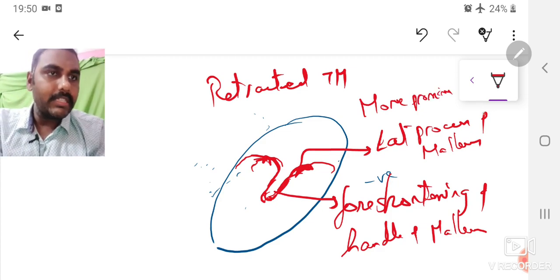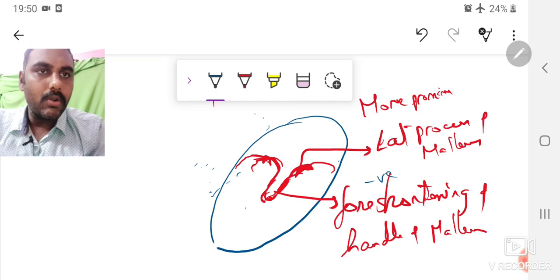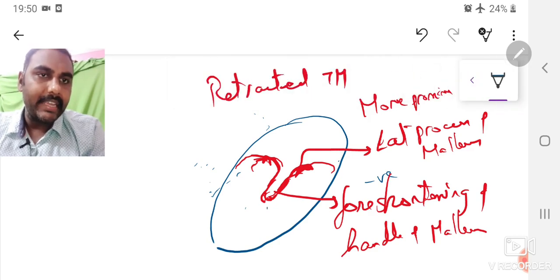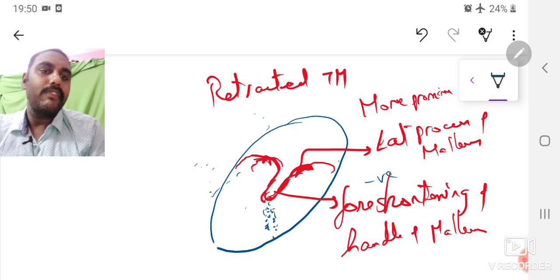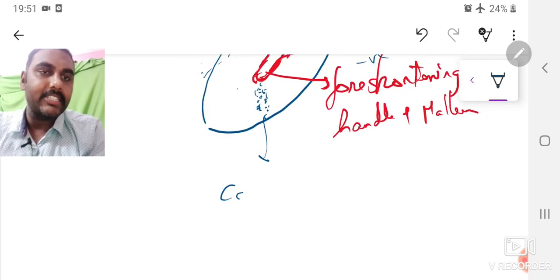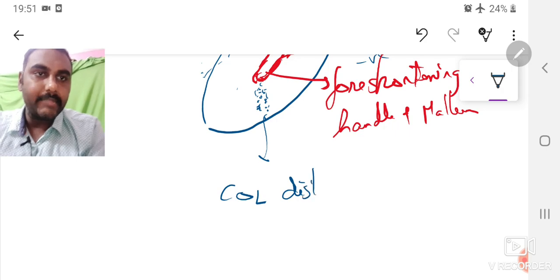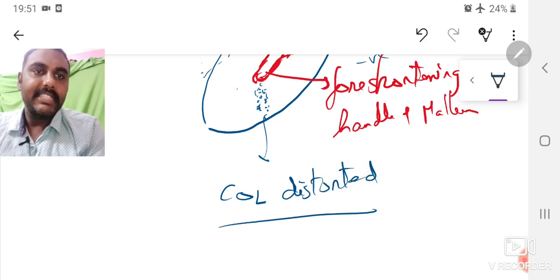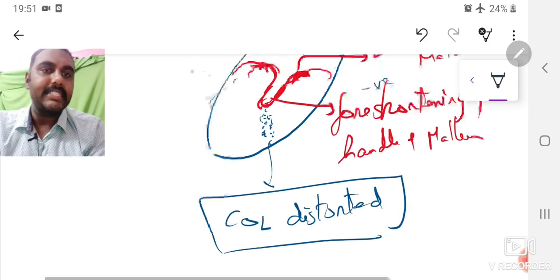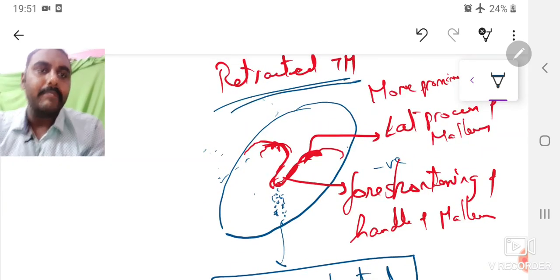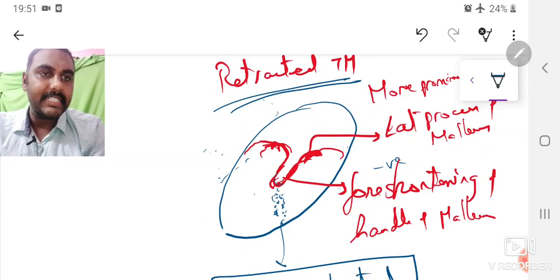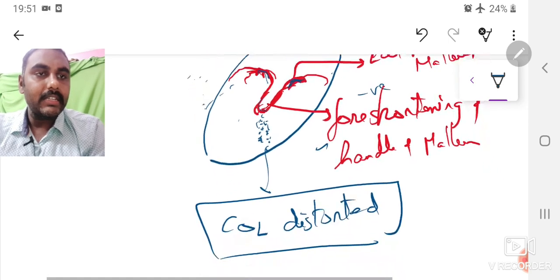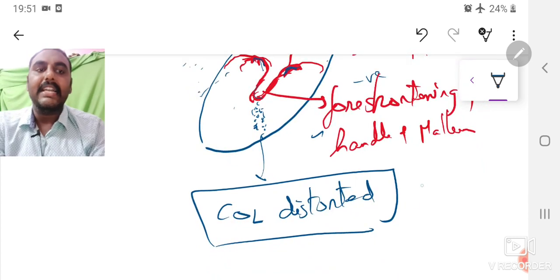And the next thing, the cone of light seems to be distorted. It is not perfect. So these are the classical features seen in a retracted tympanic membrane: foreshortening of the handle of malleus, the lateral process of malleus more prominent, along with the cone of light being distorted.